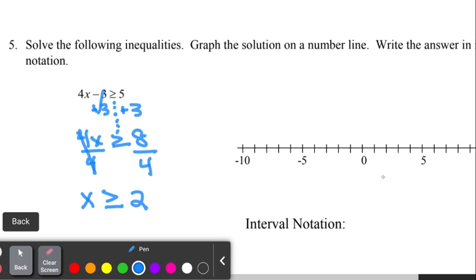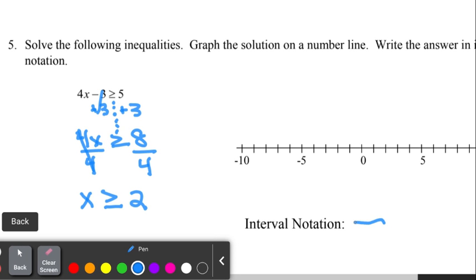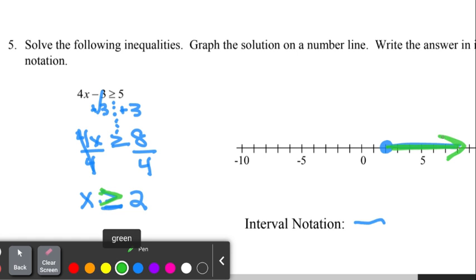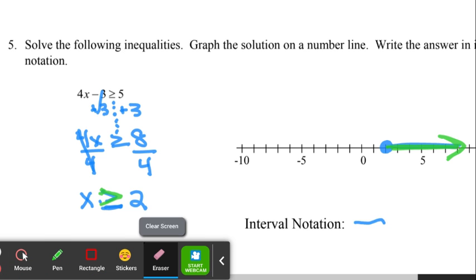So now we have to graph this on our number line. We put a circle on the 2 and we color it in. Here's our equal to bar, no soup for you. This arrow right here points to the right, so this arrow points to the right. So there's our answer on a number line.